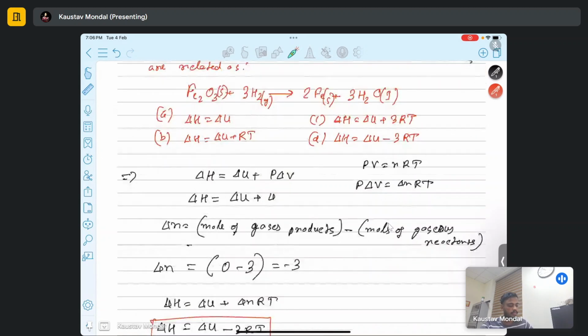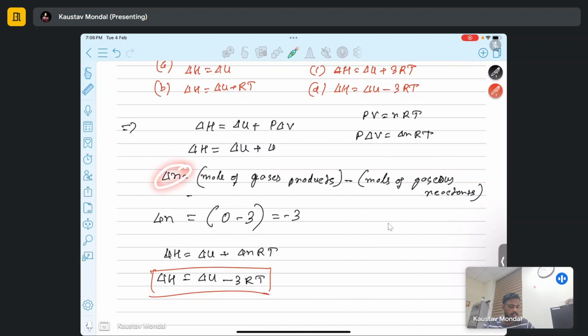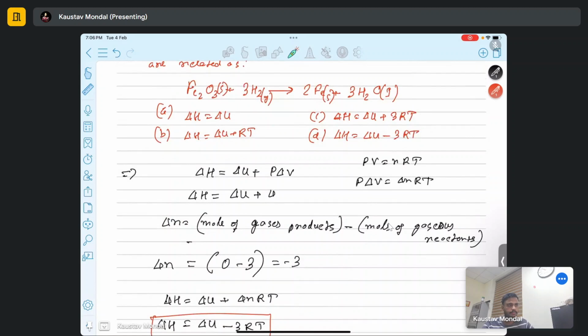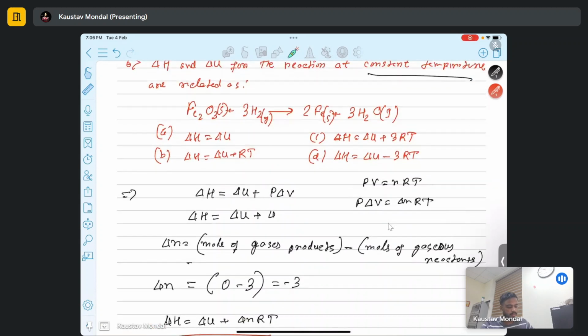So we have to rewrite this P del V as del N RT. Now del N simply is a change in mole, but change in mole only for gas systems, because these thermodynamic quantities that we're calculating are only applicable for a gas system, like an ideal gas system or real gas system.